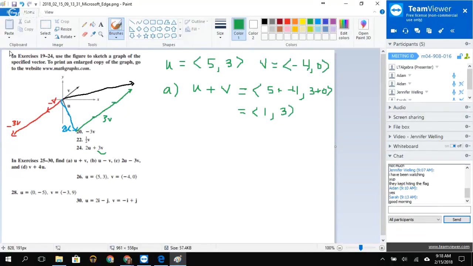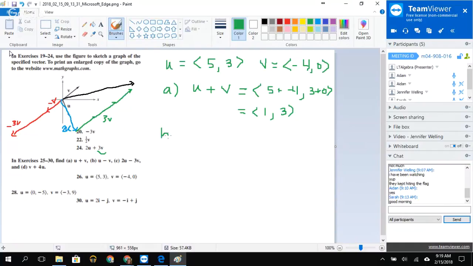If we graphed these on a plane, we should end up in the same spot. I'm not going to make you watch me graph it out. But if you graphed u at (5, 3), that's going to be in the first quadrant. And if you graphed v, which is (-4, 0), that's actually going to be on the x-axis. And if you combine them together, you're going to end up still in the first quadrant. So that seems reasonable.